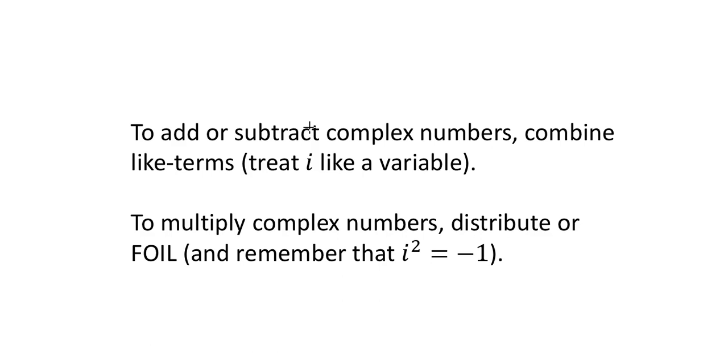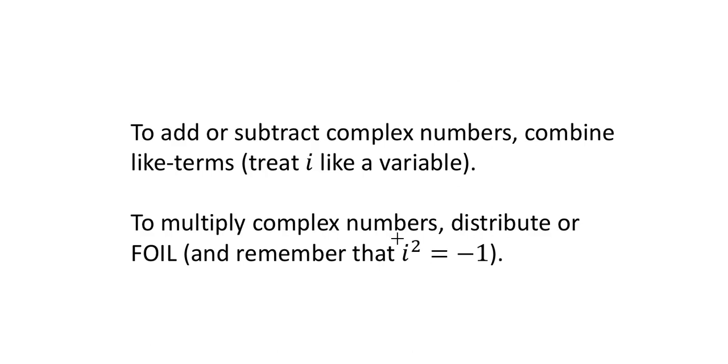So to add or subtract complex numbers, we're going to just combine like terms. You treat i like a variable. You treat it like x. So that one's pretty simple. To multiply complex numbers, things are a little bit more complicated. You'll either distribute or FOIL, depending on the situation.